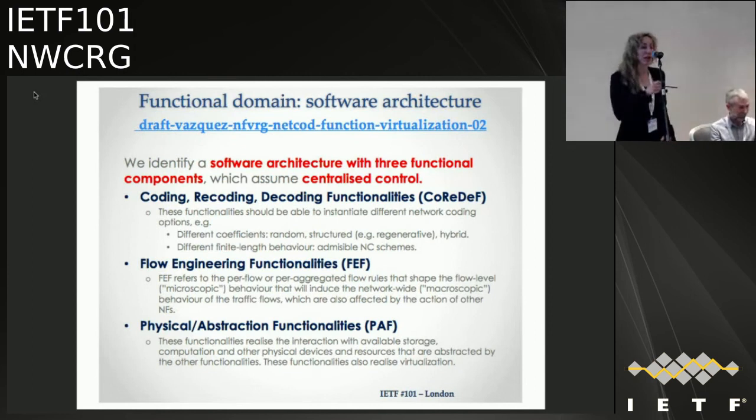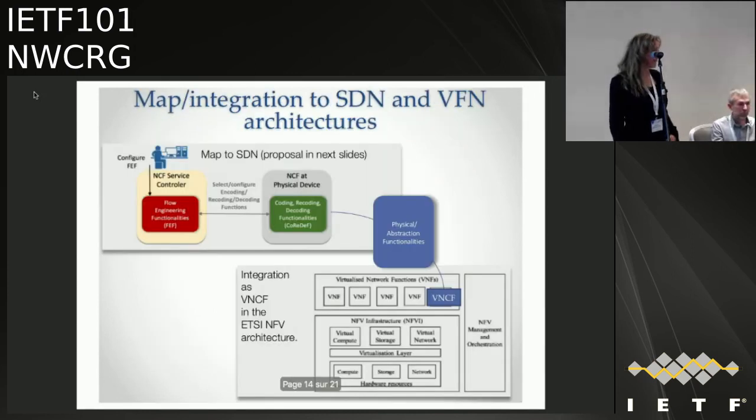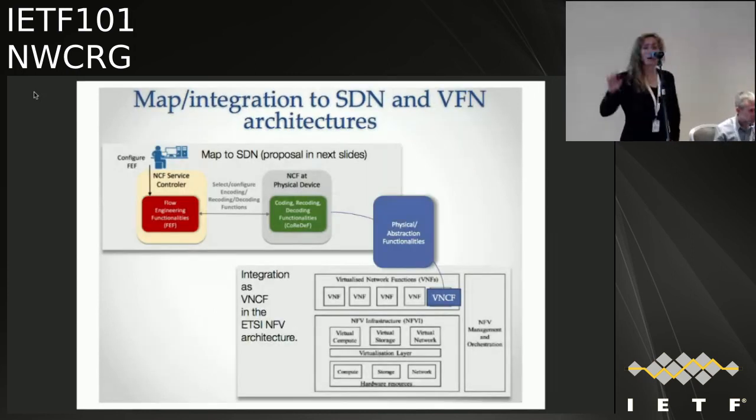And then finally, we have the physical abstraction functionalities. This is what makes the virtualization possible. Since we are system thinkers, we need blocks, we need figures. This is just a very simple way to see that in the software architecture, we have the functions that will map directly to the software-defined network architectures, and then the physical abstraction functionalities for the virtualization.